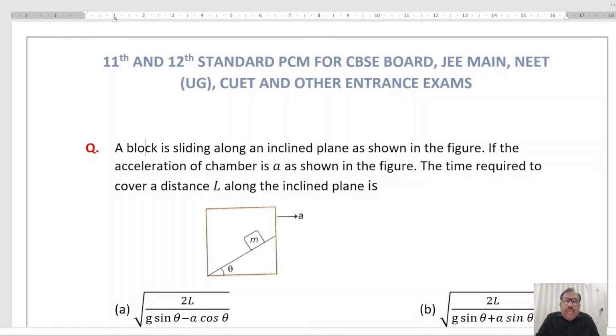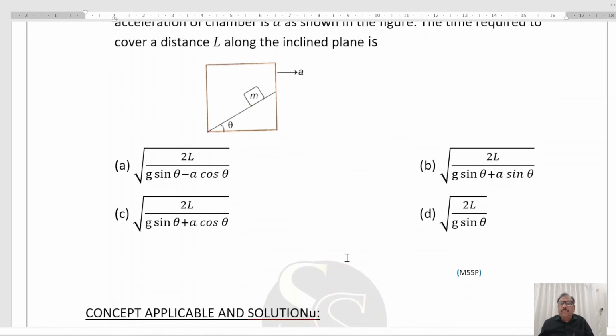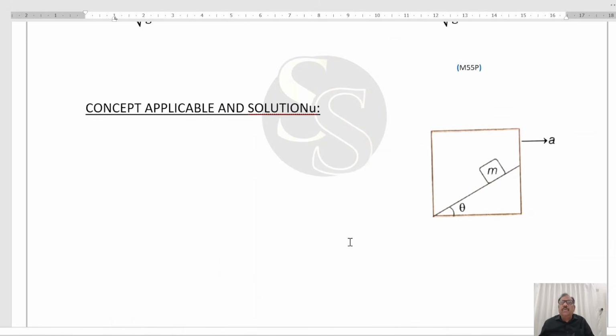Question is, a block is sliding along an inclined plane as shown in the figure. If the acceleration of the chamber, this is a chamber, is as shown in the figure, the time required to cover a distance L along the plane is. Four options are given to you. One of the options is correct, right? Concept applicable and solution.